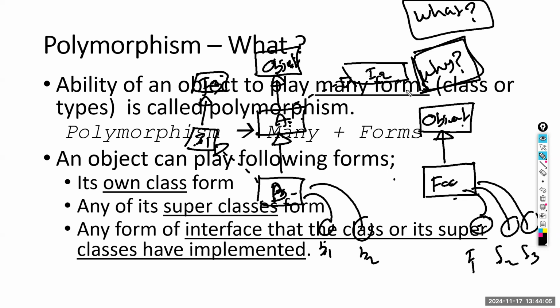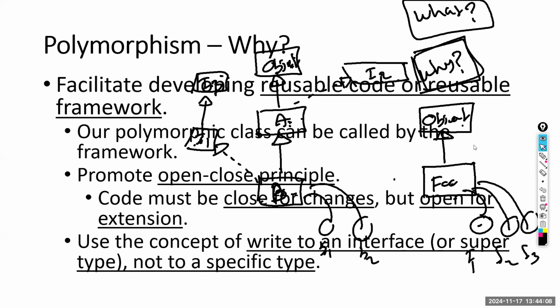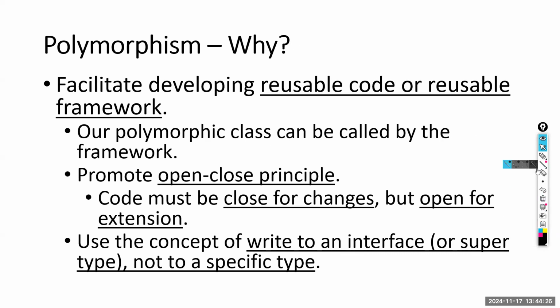Why polymorphism? What is the reason? Why is polymorphism supported by object-oriented programming languages like Java, C Sharp, C++, and so on? So the answer is a little bit advanced. It is not as simple as explaining what is a control structure, what is an operation, and so on. Okay. So if I want to give a short answer, the use of polymorphism is you can write reusable code or reusable frameworks. So the better word is reusable frameworks.